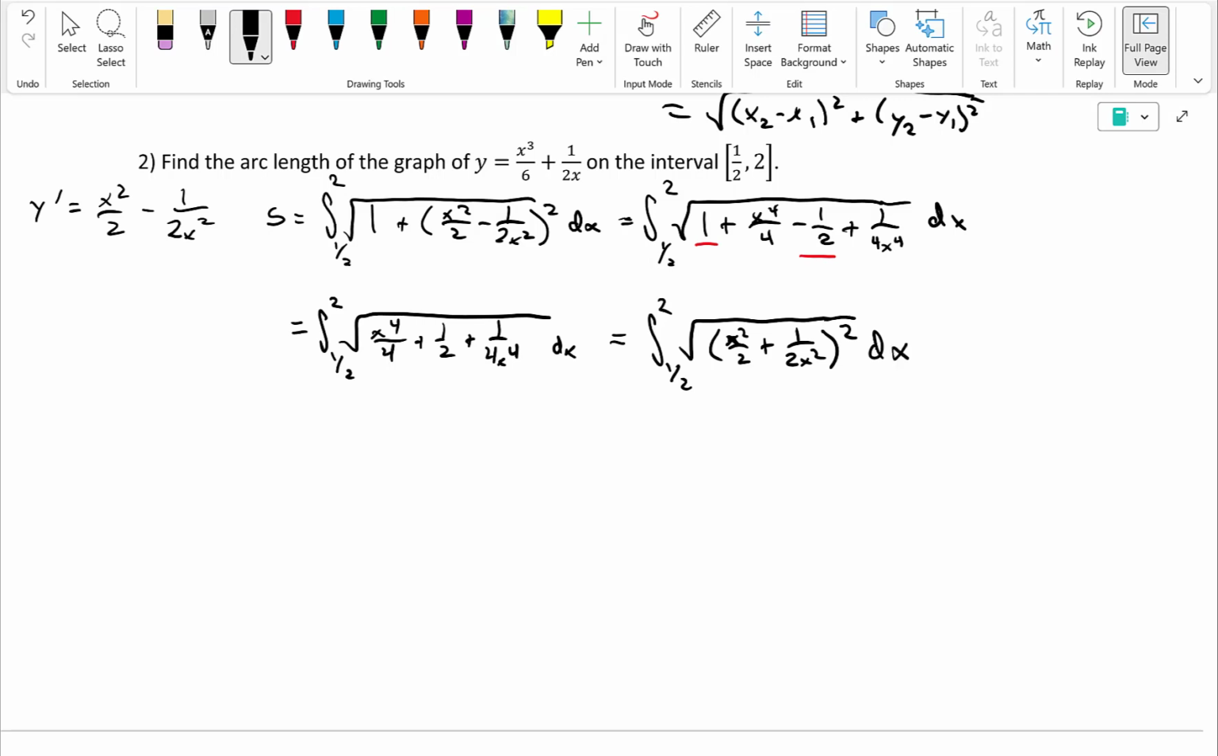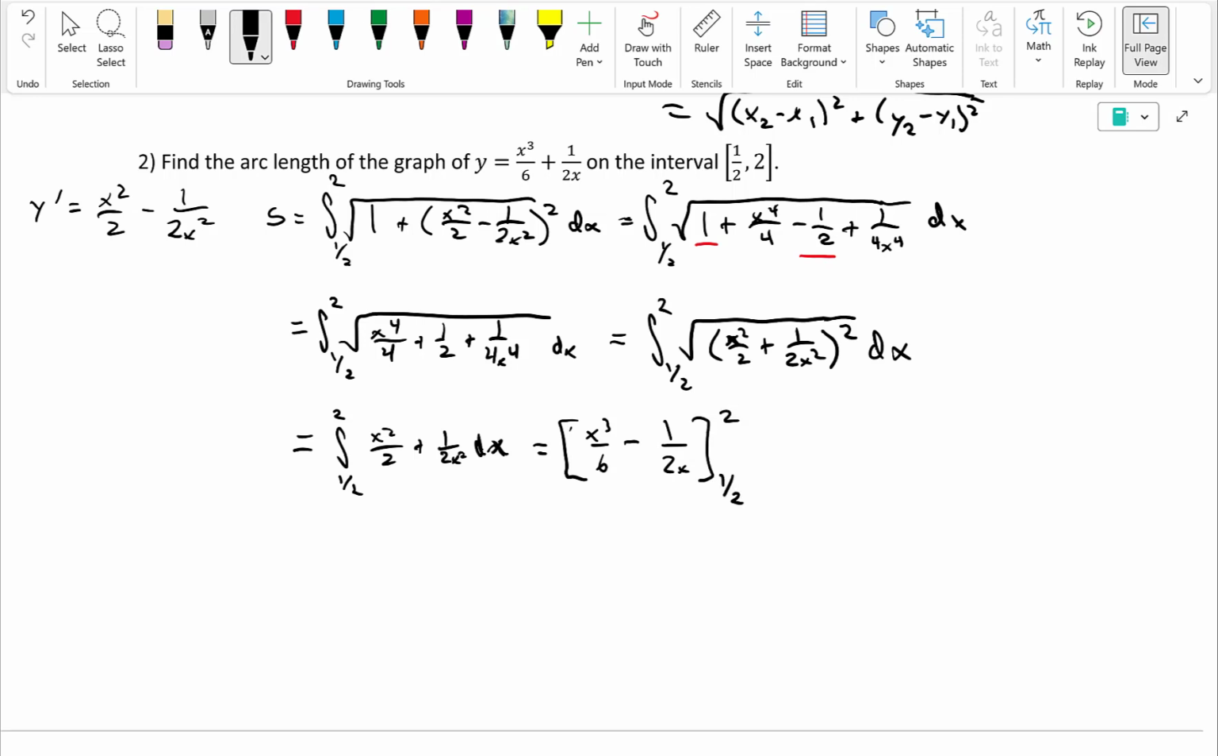And then once we've got the square root of something squared, we can rewrite our integral as integral from 1/2 to 2 of just x squared over 2 plus 1 over 2x squared dx. And we could maybe factor out the 1/2, but I don't know if I need to write another step, so let's just do it. We'd have x cubed over 6. And then when we integrate over there, we get a minus 1 over 2x. And we're evaluating that from 1/2 to 2.